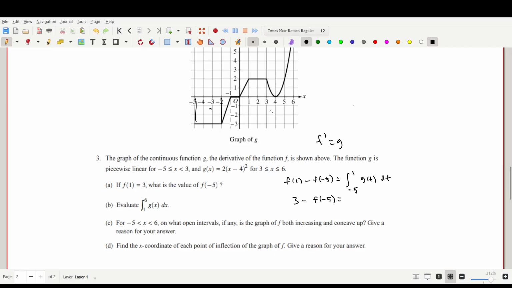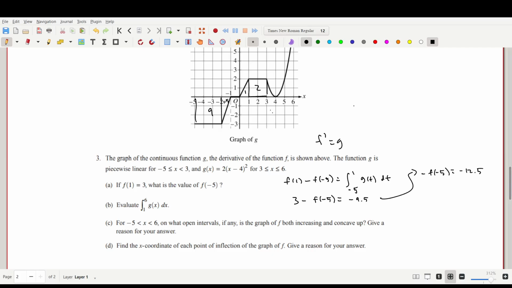This has an area of 9. This has an area of 1.5. It's negative, of course. This has an area of 1. This has an area of 2. And then the quadratic's more complicated. But this would be 9, so 9, 10.5, negative 10.5 plus 1, negative 9.5. And that's going to be, take away 3 from both sides, over here. Negative f of negative 5 is negative 12.5.